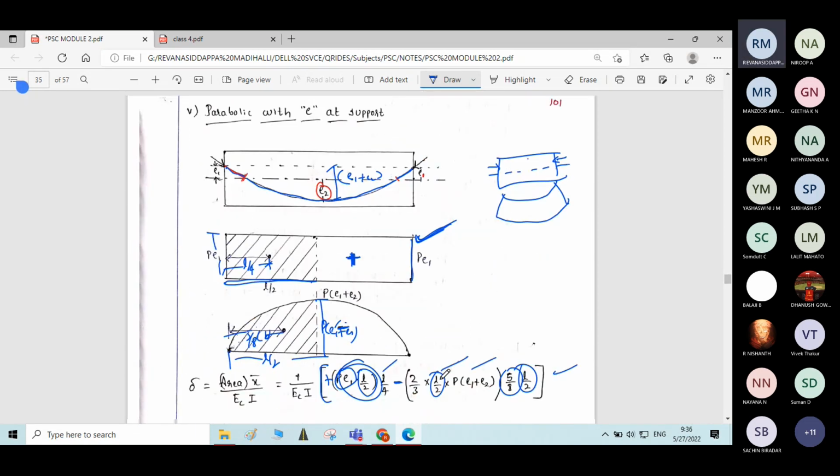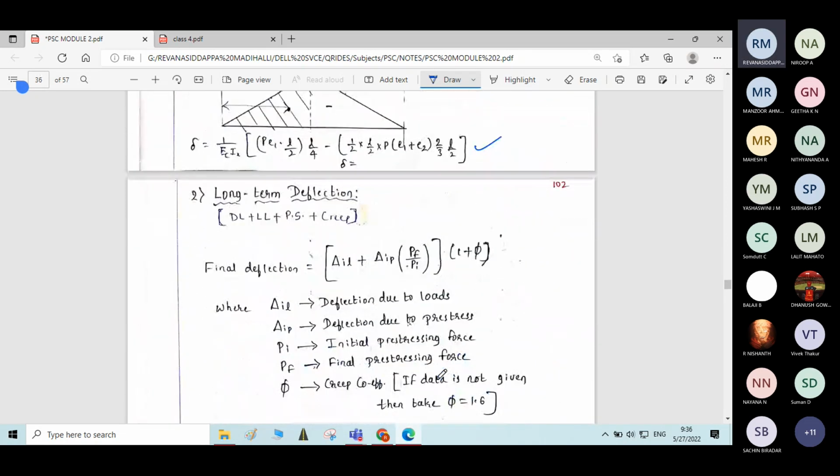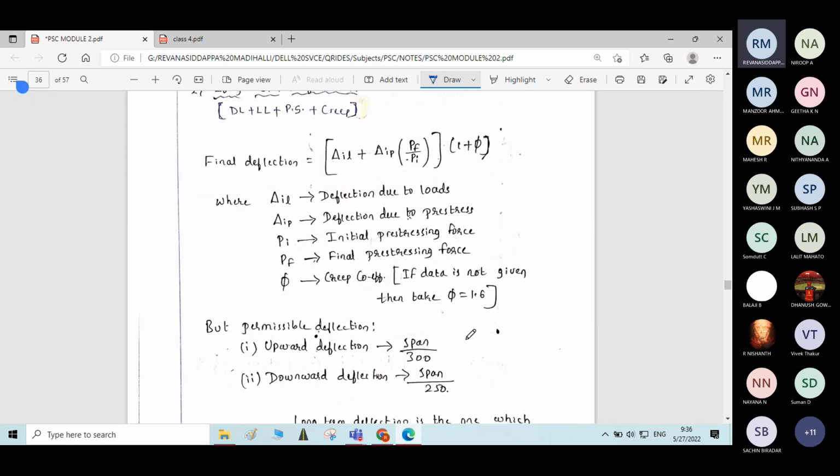Now coming to the calculation of long-term deflection. We have the formula: delta IL plus delta IP into Pf by Pi, into 1 plus phi, where phi is the creep coefficient. Delta IL is the deflection due to loads, which is inclusive of both dead load and live load.